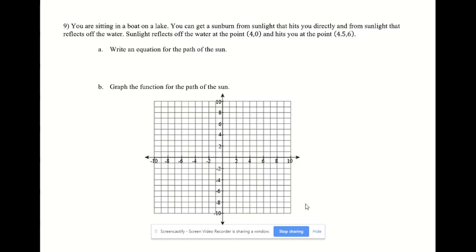All right, so you're sitting in a boat on a lake. You get sunburned from sunlight that hits you directly, and the sunlight reflects off the water at 0, 40. So 40, make sure we graph first, and hits you at the point 4.5, 6. So 4.5 all the way up here at 6. Now we know, because it reflects off the water, this is our vertex. And this is simply a point on the right side.